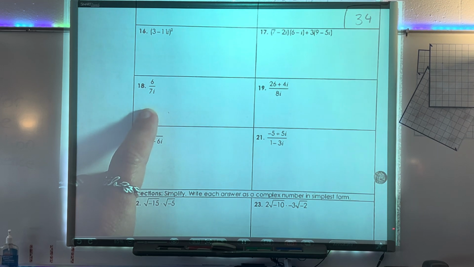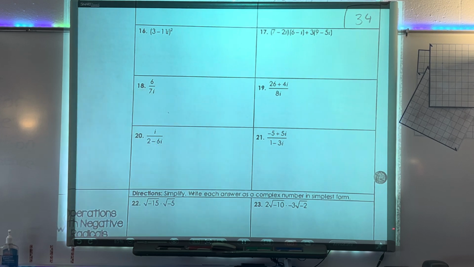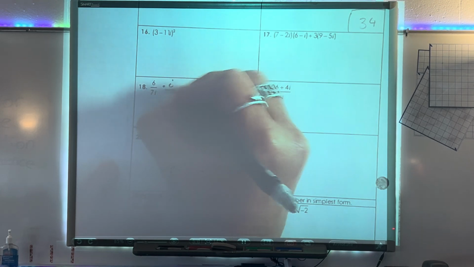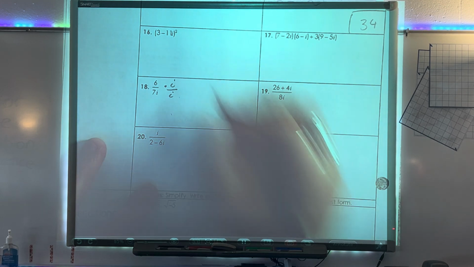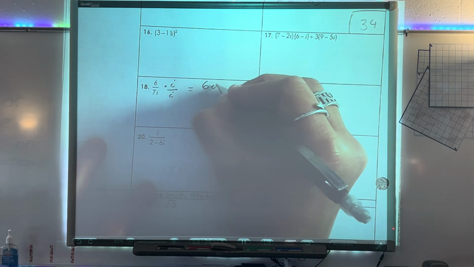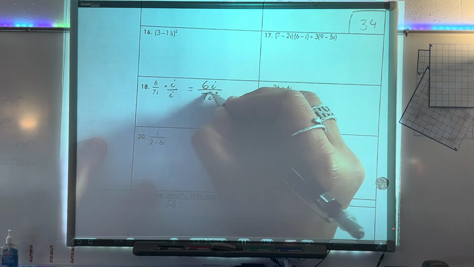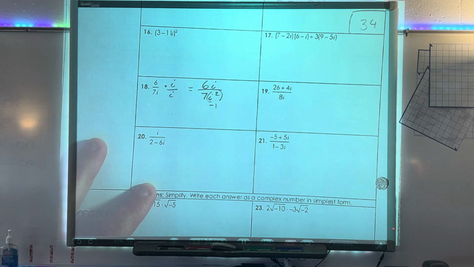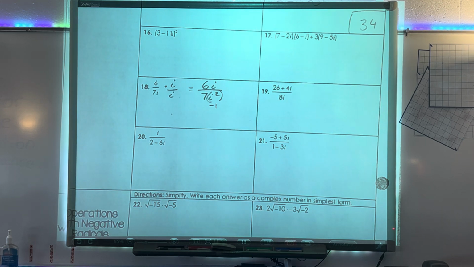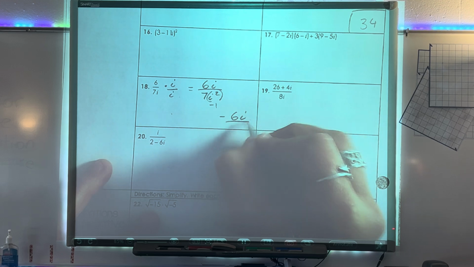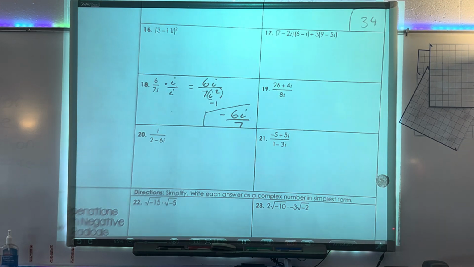Alright, here, since I have this i in the denominator, it's the same way as when I have a radical in the denominator. I'm not allowed to do that, so I have to rationalize it. I'm just gonna multiply the numerator and the denominator by i. So in the top, I have 6i, and in the bottom, I get 7i squared, which becomes -1. So -1 times 7 is -7, and I end up with -6i over 7. That's probably how I'd write it.